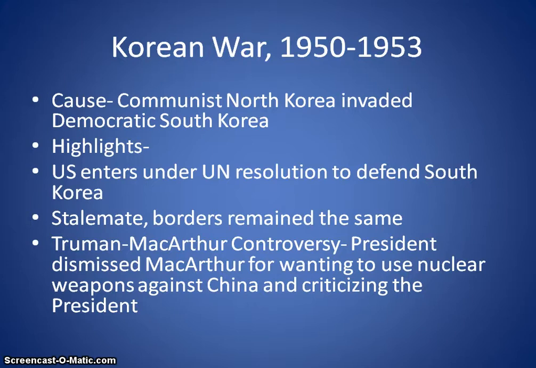Now, Truman and MacArthur get into this controversy. The controversy is that MacArthur wants to invade and use nuclear weapons against China because they're communist as well. Truman does not. He wants to avoid the use of nuclear weapons as much as he can. They have this disagreement, and ultimately, MacArthur gets fired under Truman.